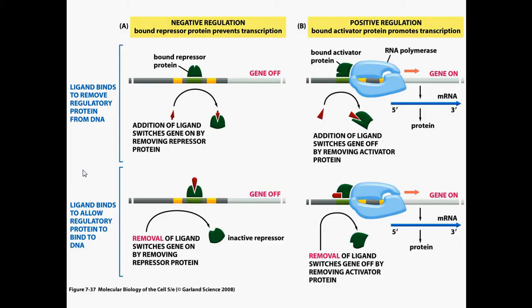And here's a diagram of the repressor and activator. If you add the ligand to the repressor protein, the conformation changes, the repressor comes off and the gene turns on. Or you can take off the ligand and then the conformation changes and then the gene turns off. So over here you're adding the ligand to get rid of the repressor. Here you're taking off the ligand to get rid of the repressor.